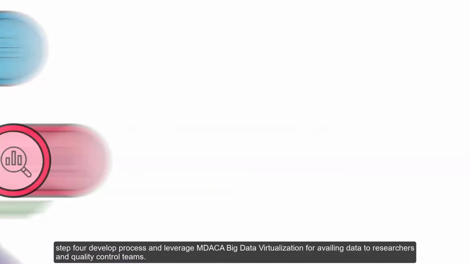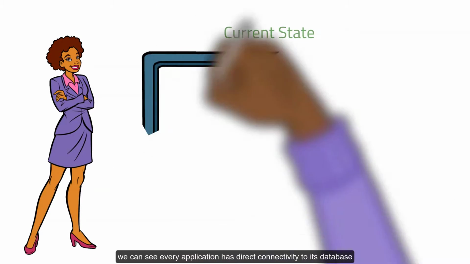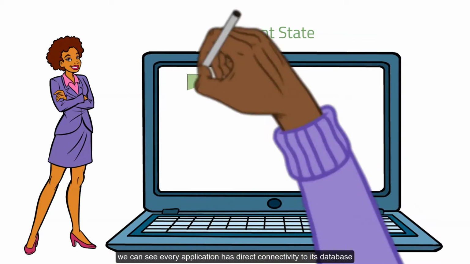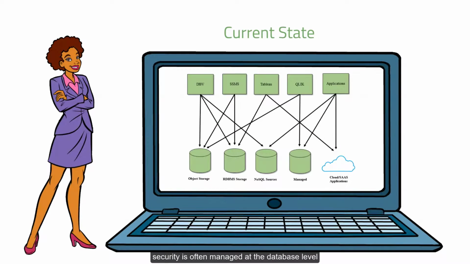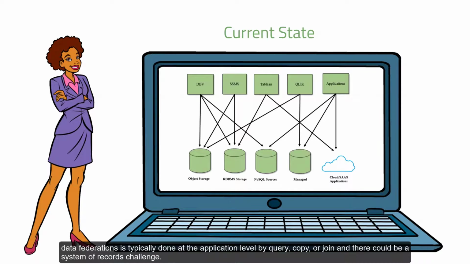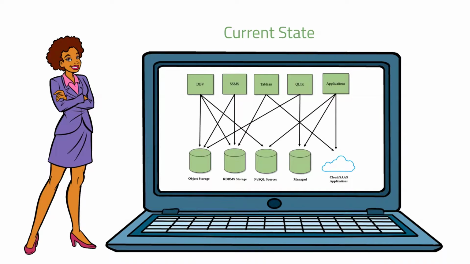Given the current state of Company M, we can see every application has direct connectivity to its database. Security is often managed at the database level. Data federation is typically done at the application level by query, copy, or join. And there could be a system of records challenge. There could be data copies and duplications that exist. And typically, the current state only supports structured data integration.